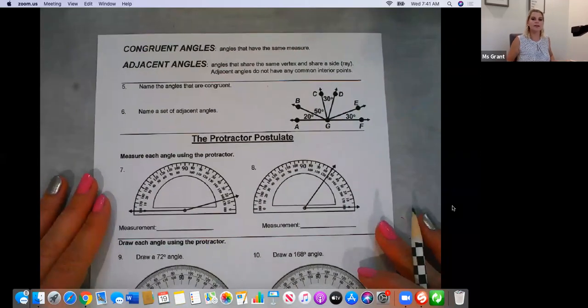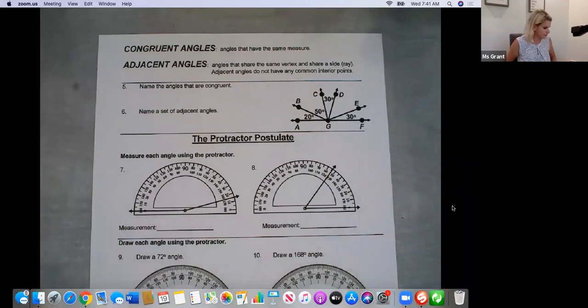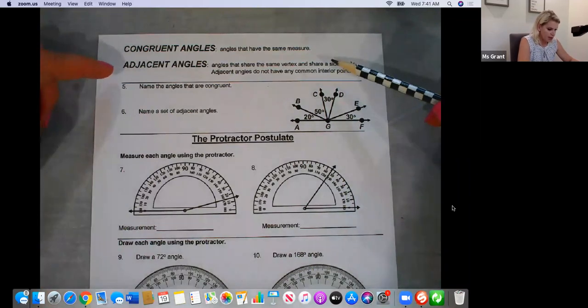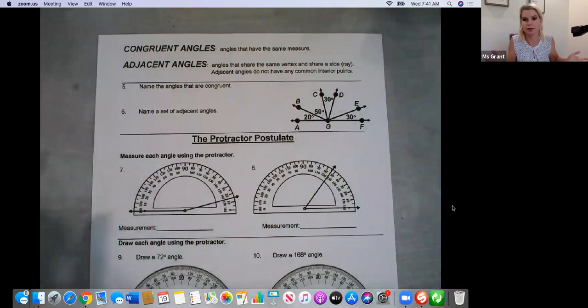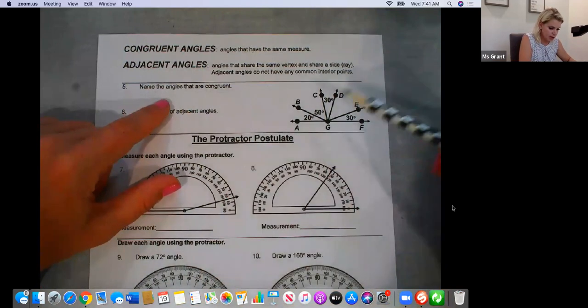Congruent angles, angles that have the same measure. Adjacent angles, angles that are right next to each other, they share a side, they share a ray, okay? Adjacent, side by side. I am adjacent to my computer, I'm adjacent to the table, okay? Next to. So here we go. Name the angles that are congruent.